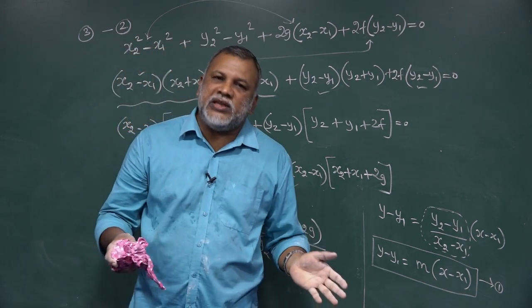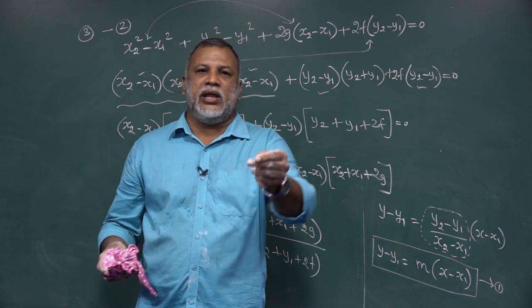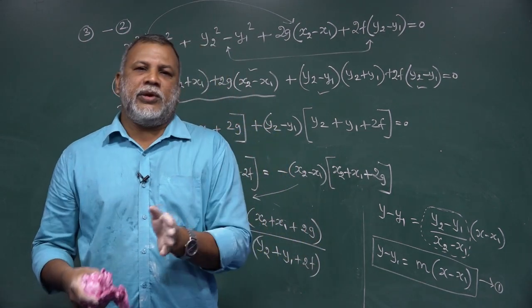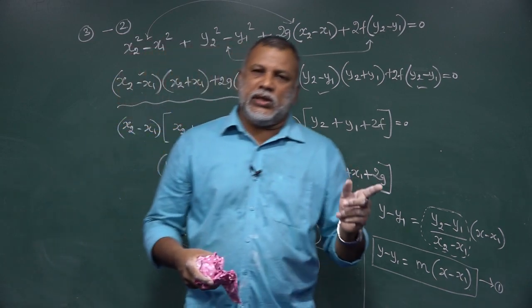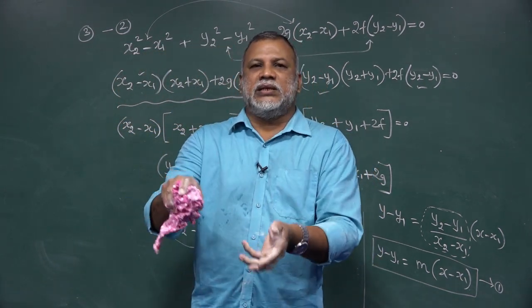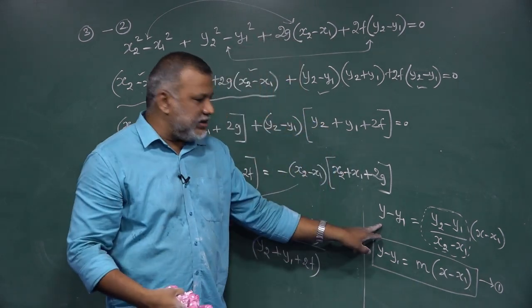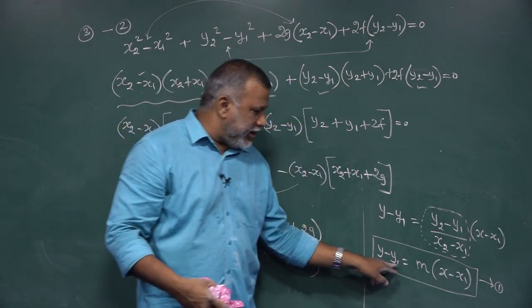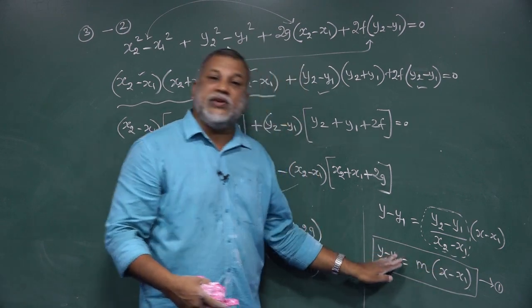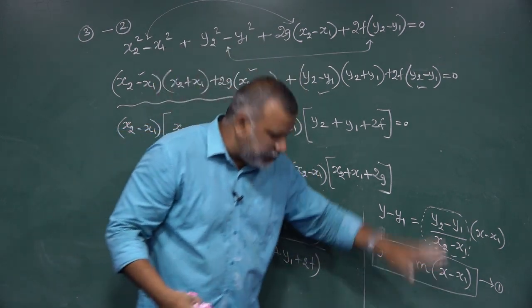What is the formula to find the chord? It is nothing but the line joining any 2 points. Therefore use the formula (y minus y1) divided by (y2 minus y1) equals (x minus x1) divided by (x2 minus x1). Then rearrange like this. Then we get y minus y1 equals m times (x minus x1). It is nothing but the equation of the chord. That is equation number 1.